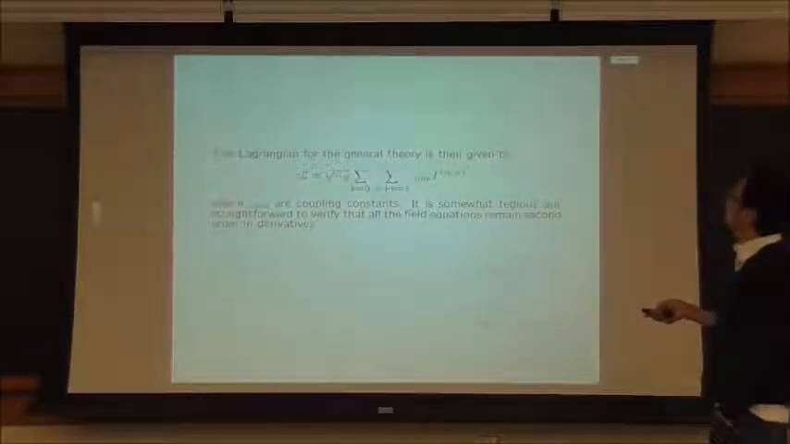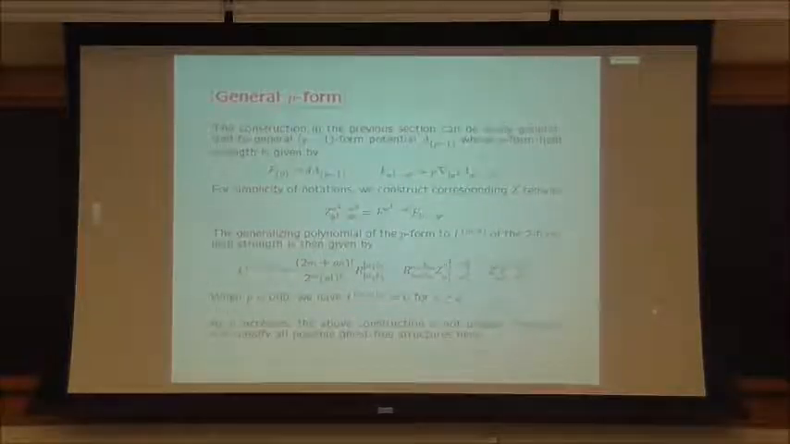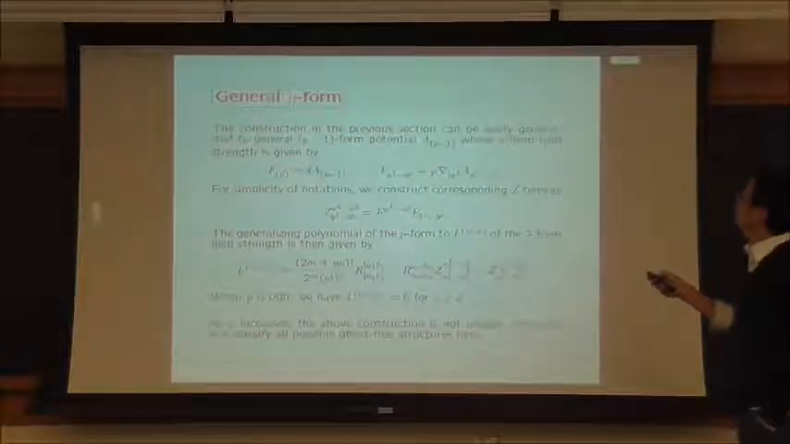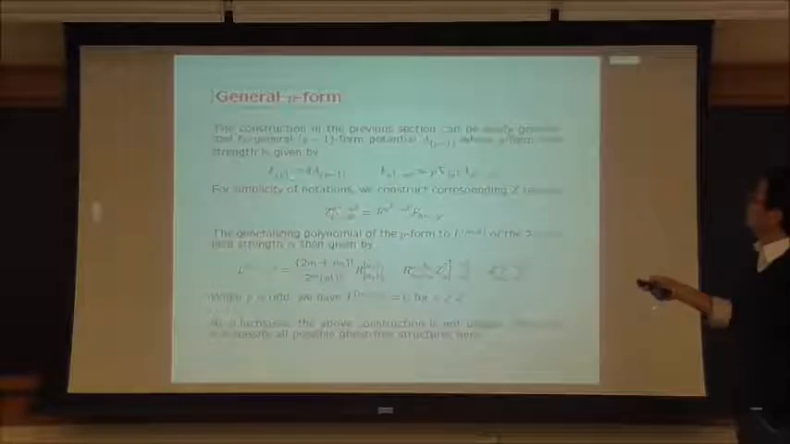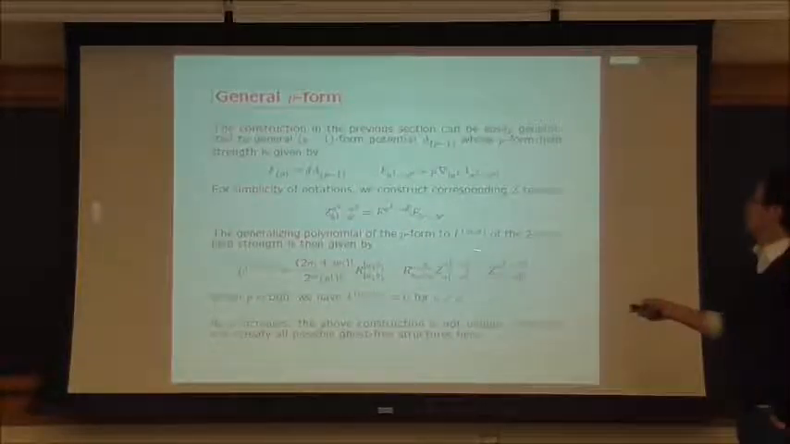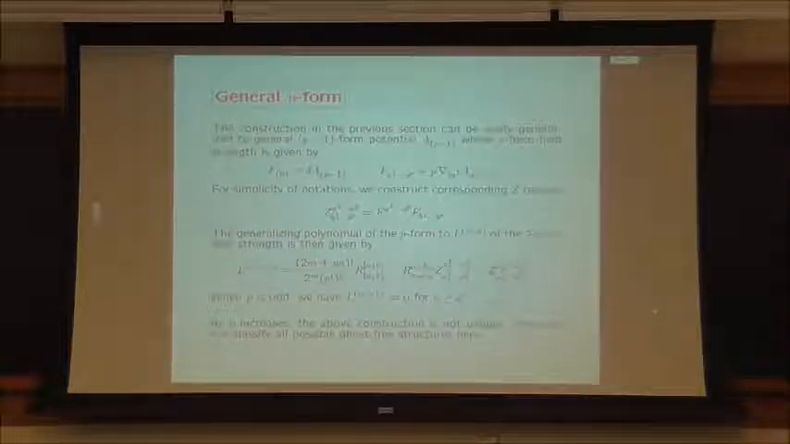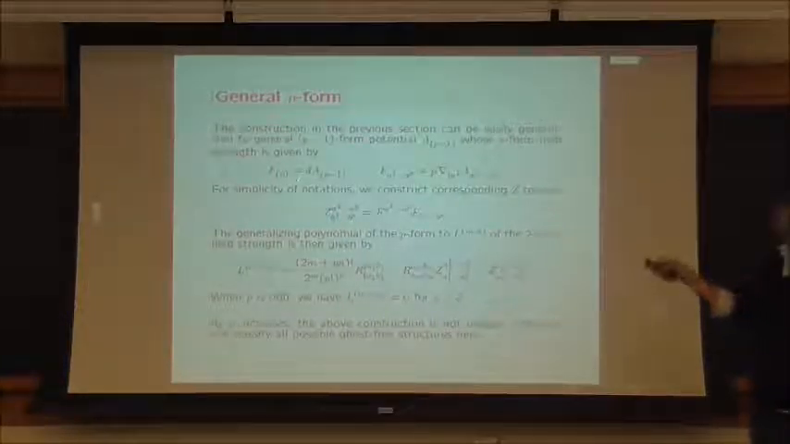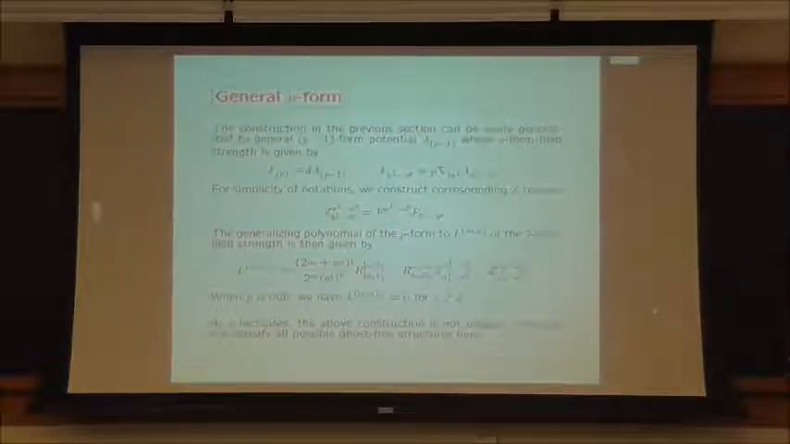So now let's consider a general p-form. In the construction, for a p-form field strength you have a (p minus one) potential. The field strength is given by this. We'll also consider the Z tensor, F times F, with some indices up and some down. Then that's what you get. And if one goes to the equation of motion, you find that the theory only has two derivatives. So once you understand the p equal to two case, then it's very straightforward.